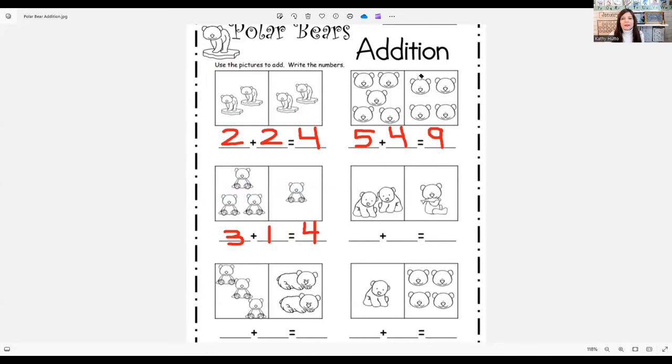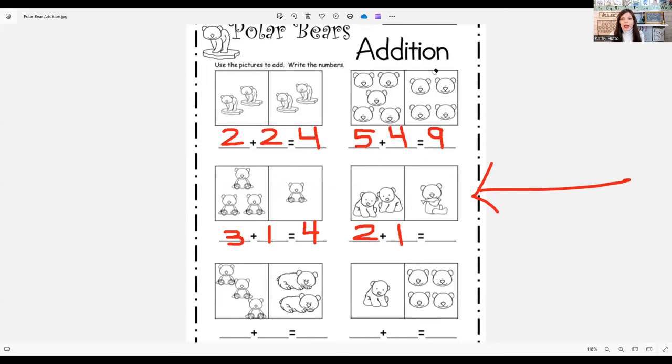Next, I see some baby polar bears. How many baby polar bears can you see? One, two. I see a polar bear that caught a fish. How many polar bears with a fish can you see?